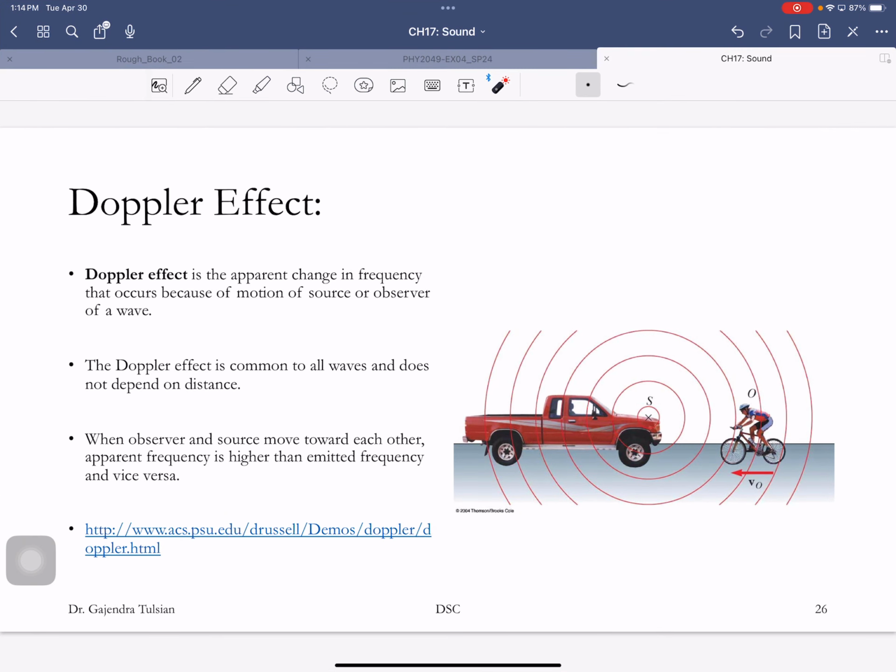Okay, so when observers and source move toward each other, apparent frequency is higher than the emitted frequency. The Doppler effect is common to all waves and it does not depend on distance. What depends on distance?